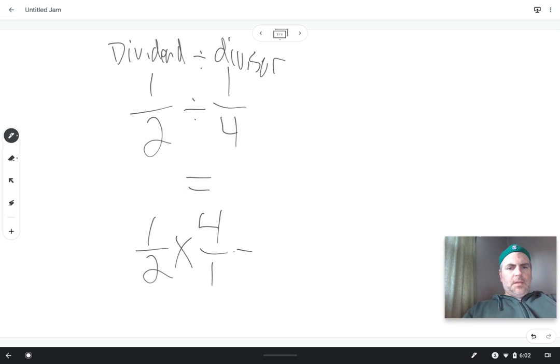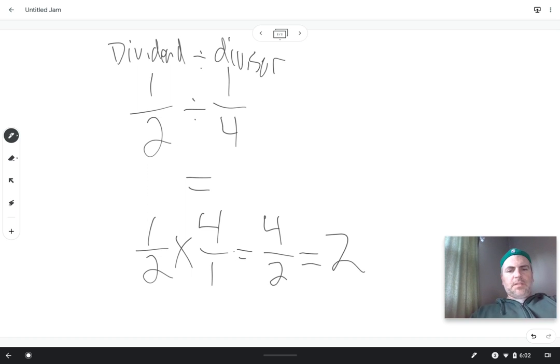And then we multiply fractions. I hope you remember that we multiply the numerators to get the new numerator, and we multiply the denominators. And then simplify. 4/2 is equivalent to 2. 4/2 is 4 divided by 2. So what does this look like?